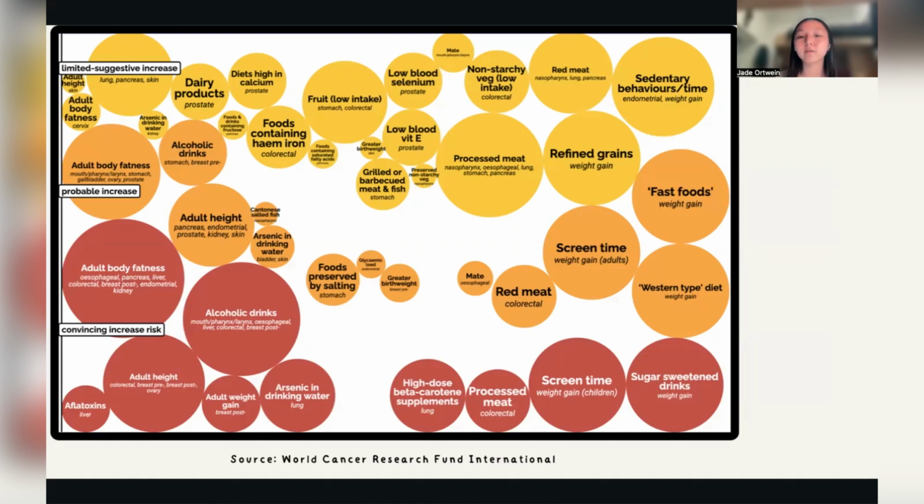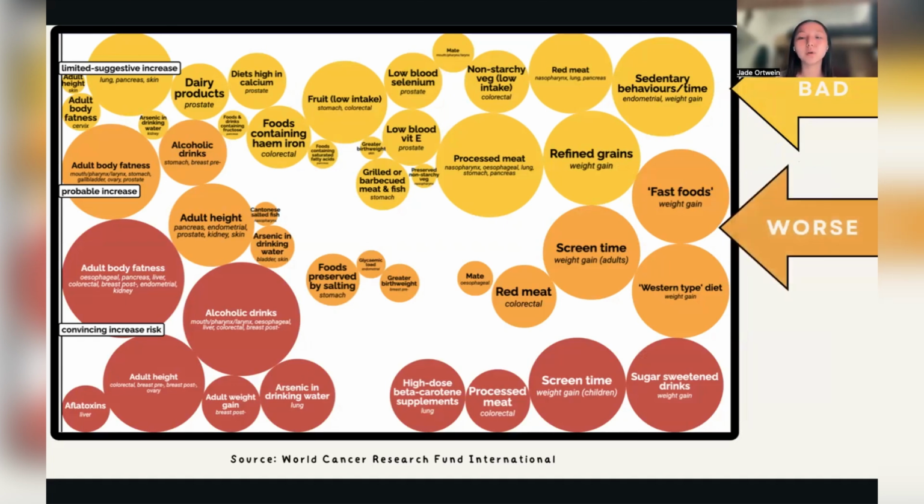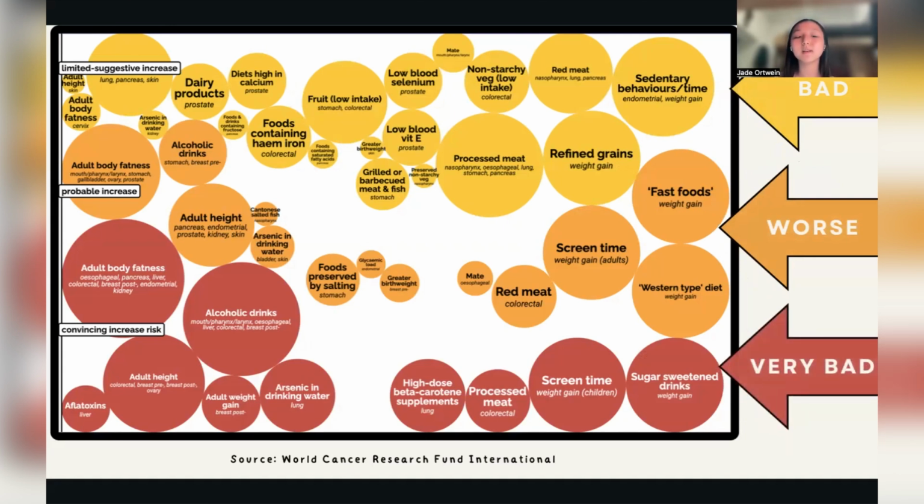So in the yellow, we have possible but limited suggested risk for cancer if you do these things. And the orange, it gets worse. So you have a higher chance of getting cancer if you do these things. And the red is very bad. It is the worst possible thing that you can do to have a very convincing risk for increased cancer.